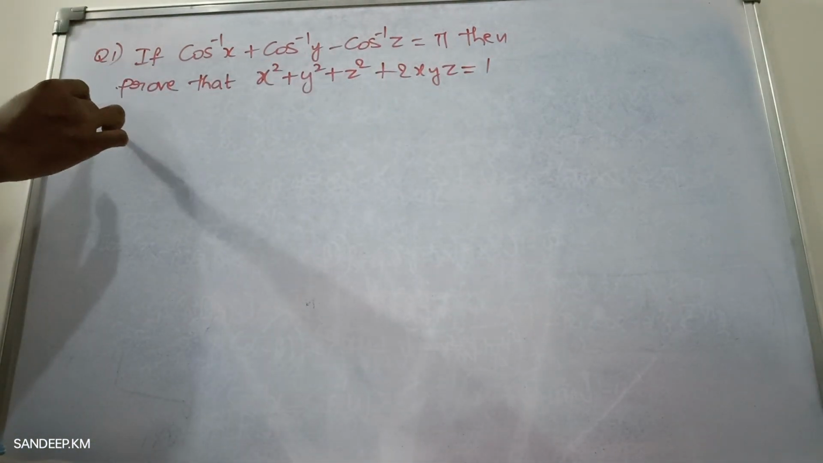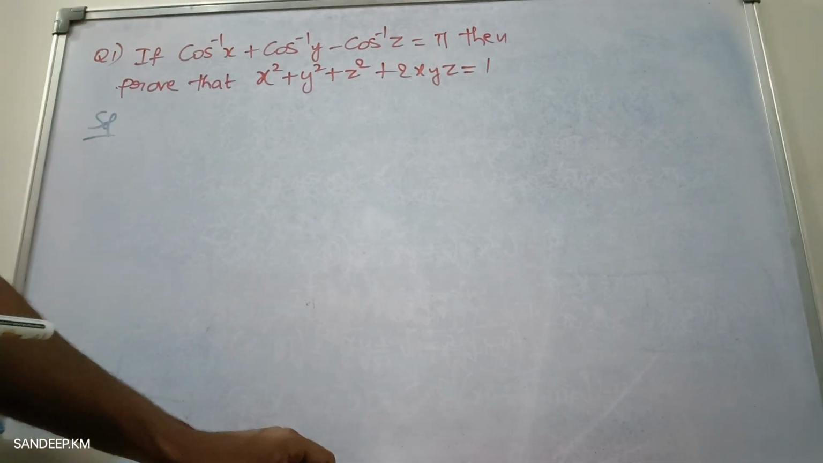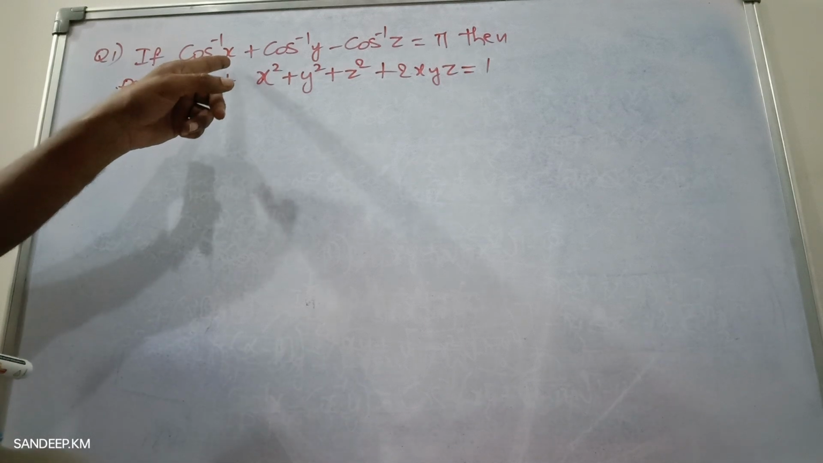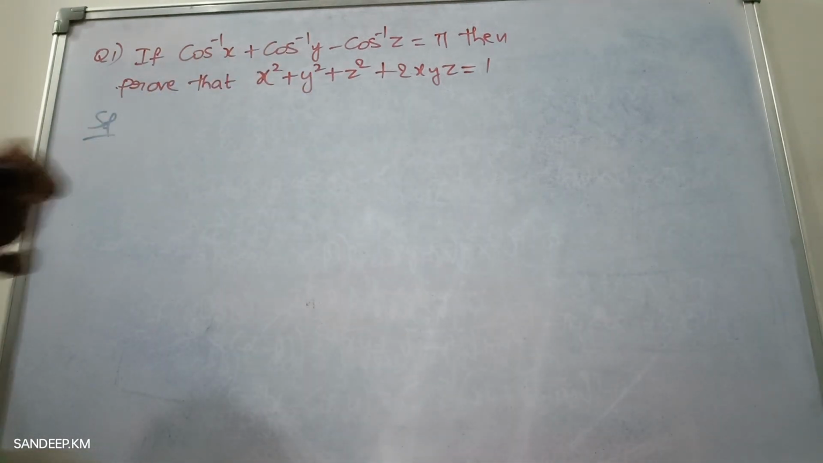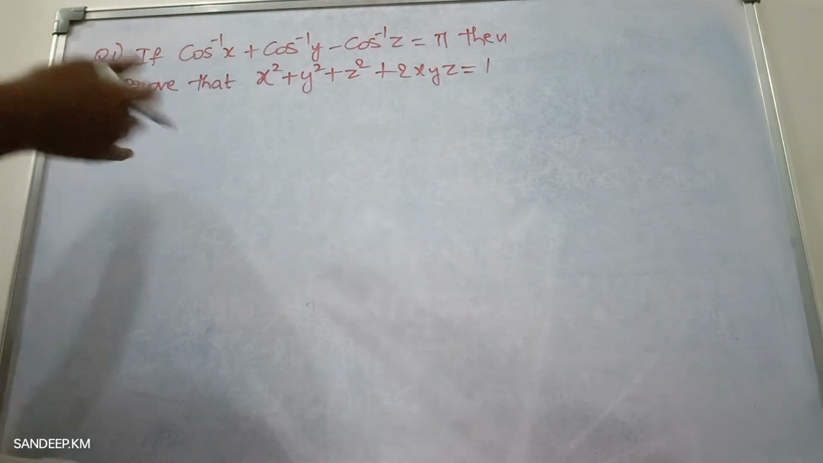And dear students, you observe one thing. They did not give any conditions. They did not say what the possible values of x, y, z are. They did not mention anything. If they do not mention anything, then what will we do? We will blindly use the formula.